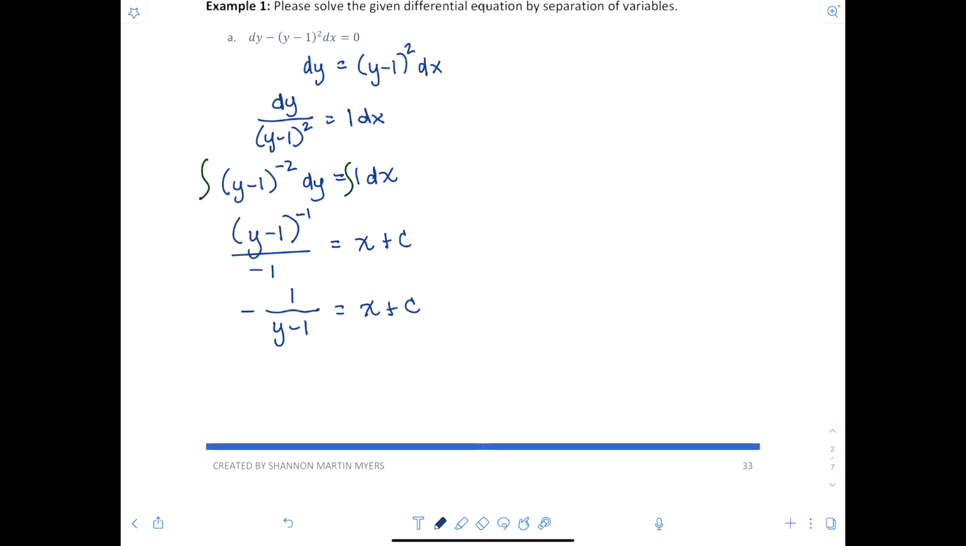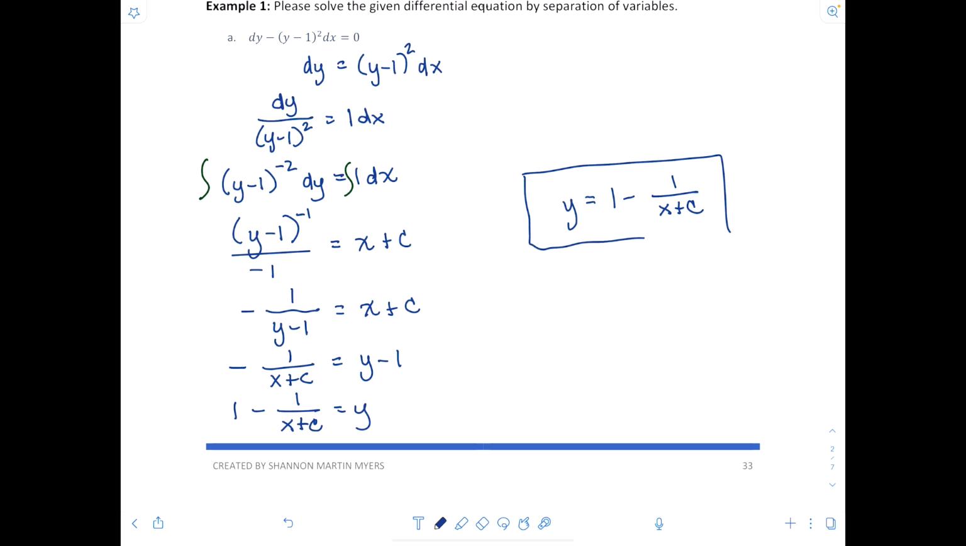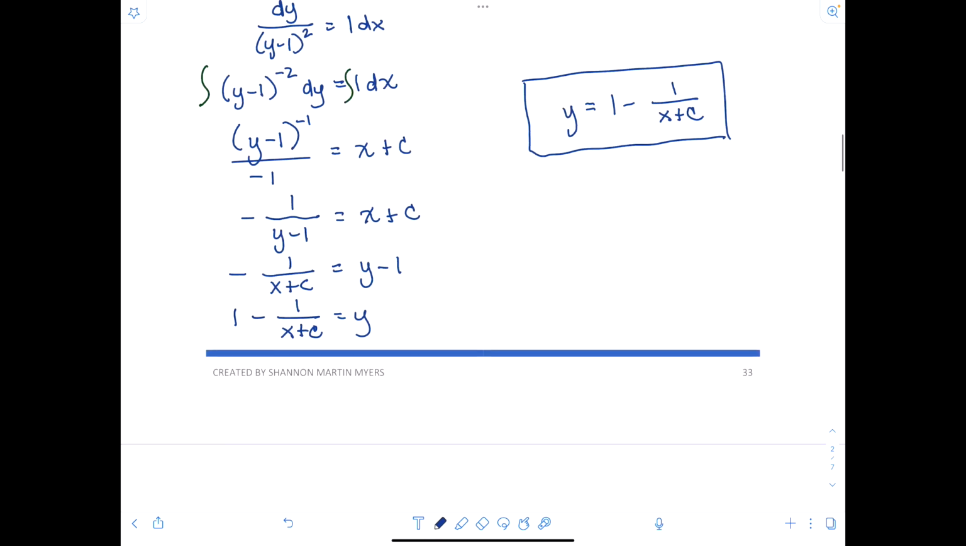So what we want to do is isolate the y term. So doing some simplification, we would get negative 1 over the quantity x plus c equals y minus 1, and then 1 minus 1 over x plus c is equal to y. So y equals 1 minus 1 over x plus c, and we're all good to go. Cool, cool? All right, perfect. Now, here we go.